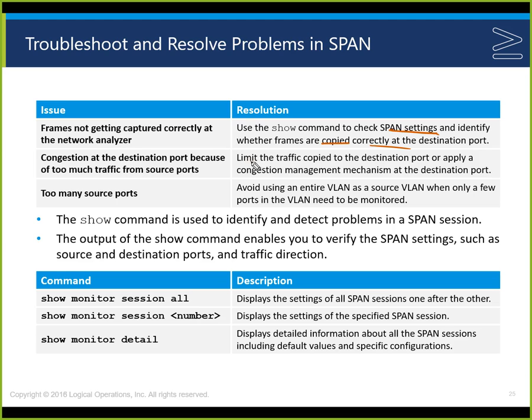Problems can include congestion at the destination port, limited traffic copied, or too many source ports. Avoid using the entire VLAN as a source VLAN when only a few ports may need to be monitored. We can do the entire VLAN, or we can do individual ports. We can have multiple ports in a single session as the source ports, and they'll all send to the same destination.